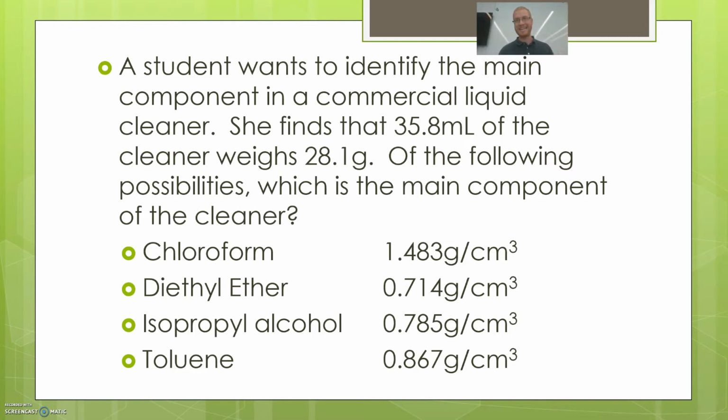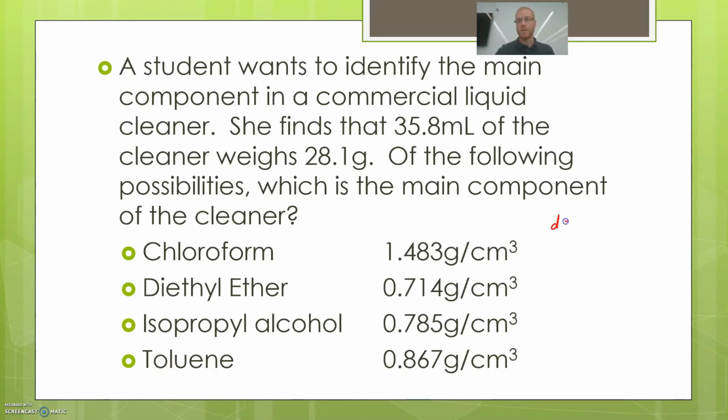Density is called an intensive property. It does not matter how much of the stuff you have, the density is always the same. That's what an intensive property is. The density is a characteristic of the substance. So if we find the density of this substance and compare it to the density of these 4 substances, that should tell us which substance it is.